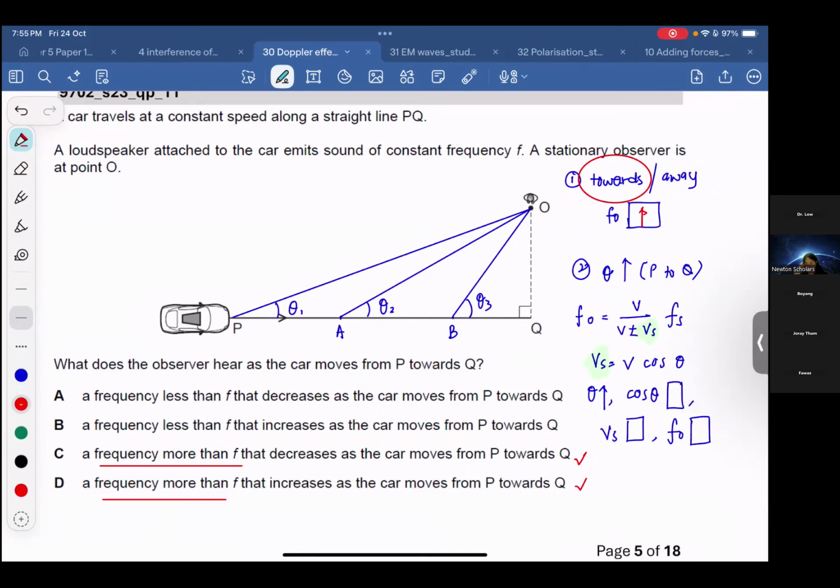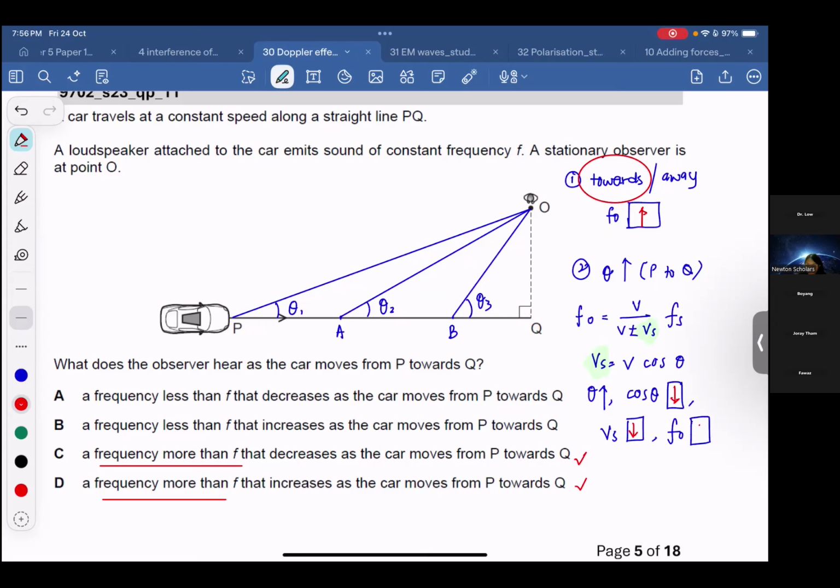It depends on the second part. For the second part here, we make a few points. The sound will be traveling straight from the source to the observer. So this is the angle. We found that when we are nearer to the Q point, your angle will become bigger. When your angle becomes bigger, your cos theta, if you press your calculator, you will find that the value decreases. So at the end, your Vs also decreases, and your observed frequency becomes smaller.